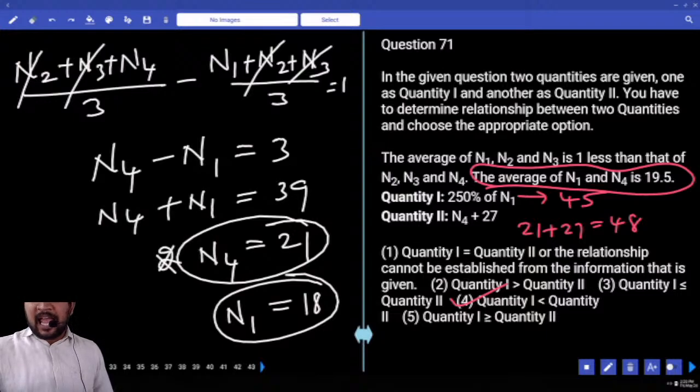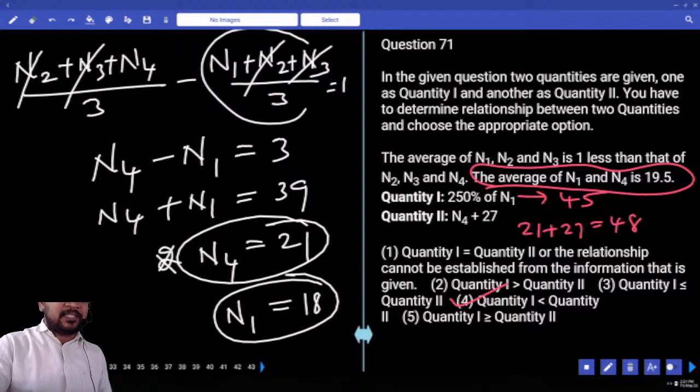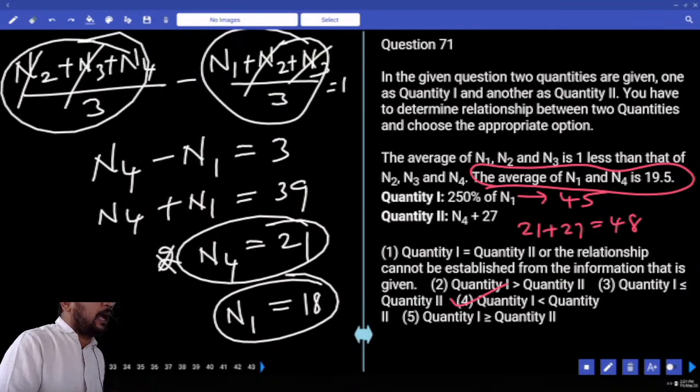They gave the average of n1, n2, n3. The average of n1, n2, n3 is n1 plus n2 plus n3 by 3, which is 1 less than the average of n2, n3, n4, that is n2 plus n3 plus n4 by 3. Which one is lesser? n1, n2, n3 is the lesser one. That is the reason you have to subtract the lesser value from the higher value. Are you clear?